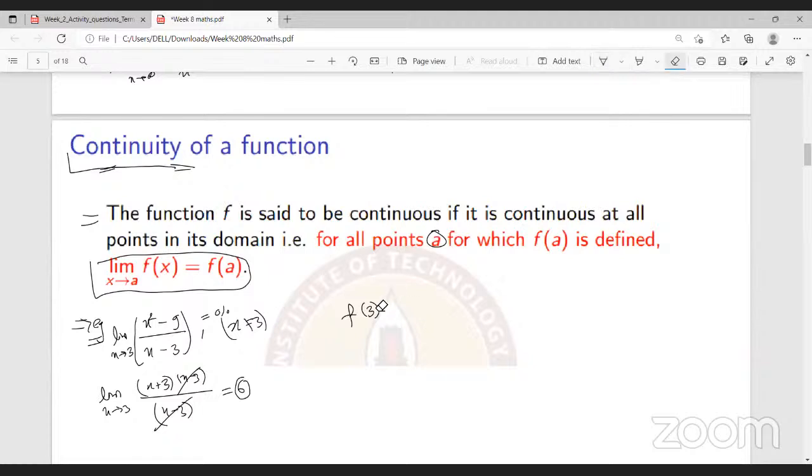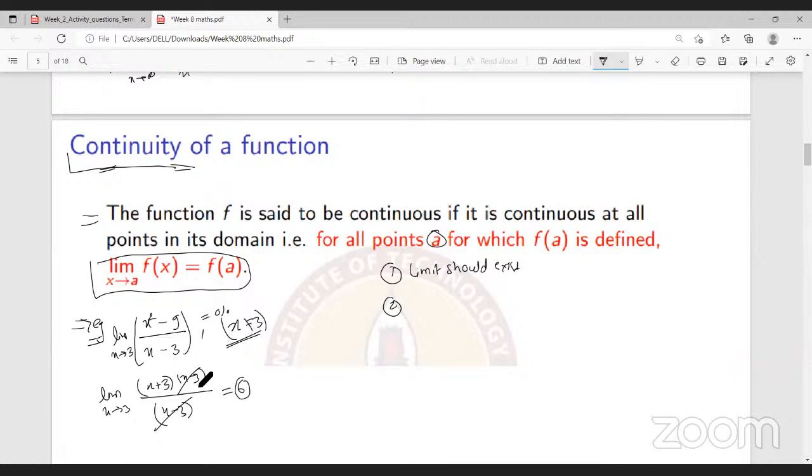So for a continuous function, there are 3 rules. The first one is that the limit should exist at that particular point. At 3 the function is not defined, the value of f of 3 is undefined, so it is discontinuous at x equals 3.